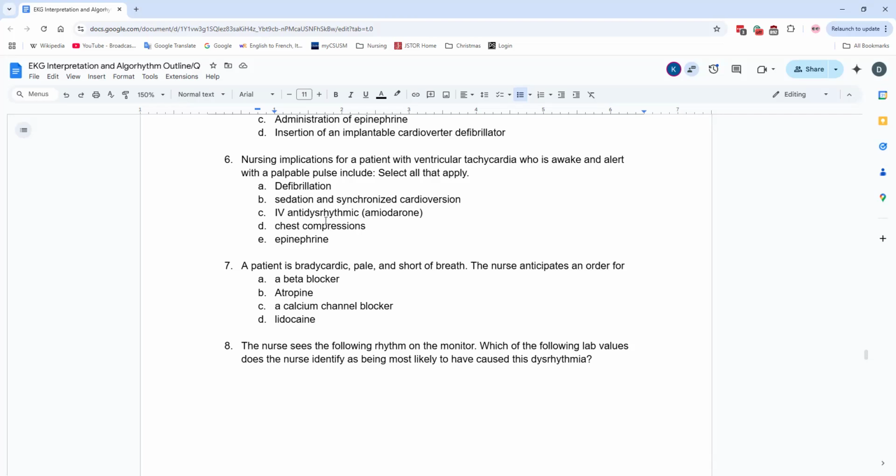For this one, they are awake and alert. Obviously, if your patient is unconscious, I don't have to knock them out. They're already knocked out, so I don't need any kind of sedation. So your sedation, synchronized cardioversion as well, and then your IV antidysrhythmic. Amio was noted here. If the patient is stable, IV amiodarone is used to suppress abnormal ventricular rhythm before considering cardioversion. You could always try that before going into your cardioversion.